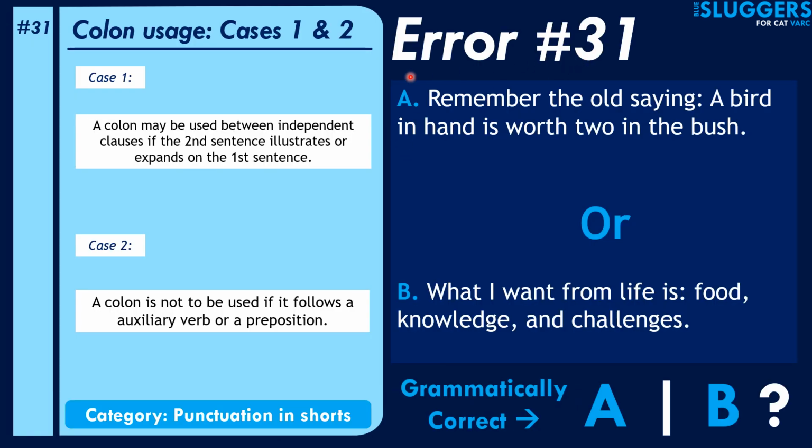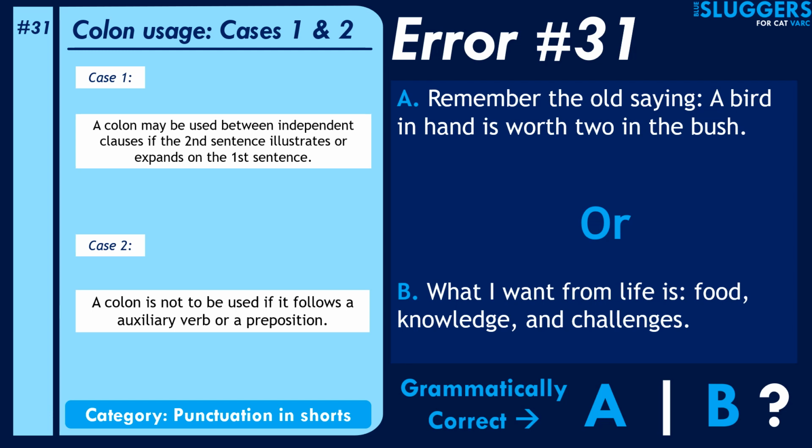Okay, so error 31 is about the punctuation of colon, and there are two cases of this punctuation that we'll be considering here. The first one is when a sentence is made up of two independent clauses, and the second clause illustrates or expands on the first. Let's consider this example.